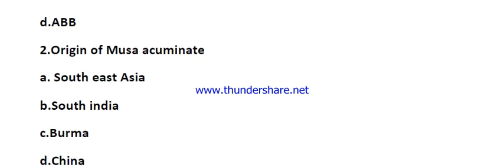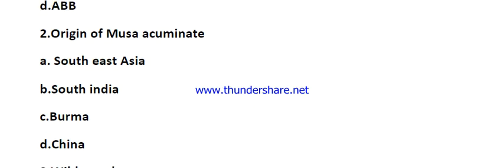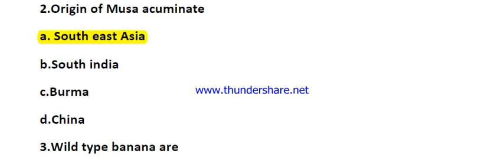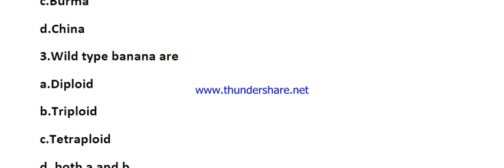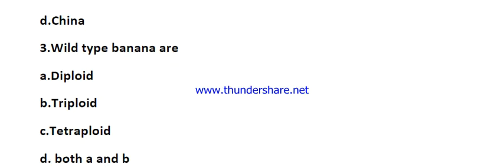Then question number 2. Origin of Musa acuminata is, options are Southeast Asia, South India, Burma and China. Here the right answer is option A, Southeast Asia. Origin of different food crops is very important from an exam point of view.